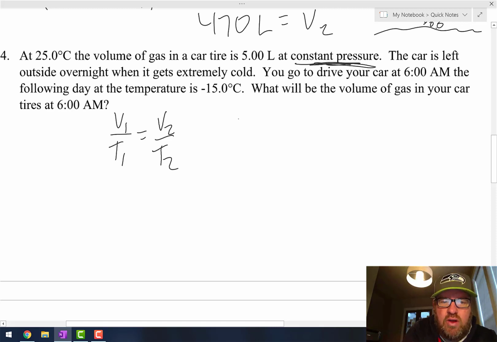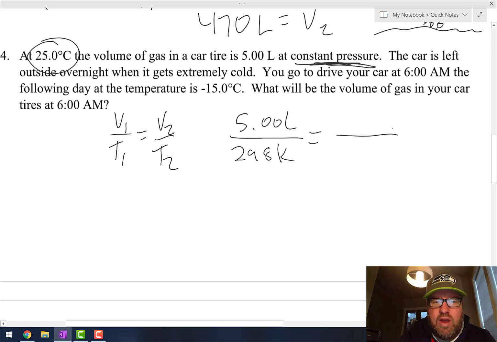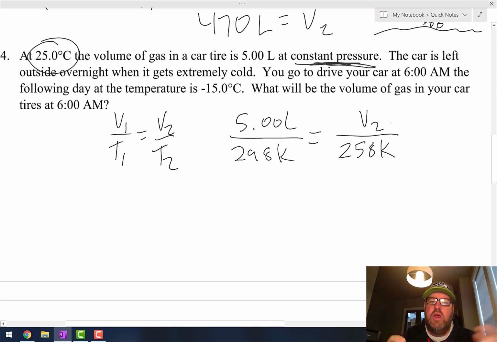So our initial volume is 5.00 liters. Our temperature was 25, that's 298 Kelvin. The next morning, it's negative 15, so that's 258 Kelvin. And then what's the volume going to be? It should look like that. We're going to cross multiply and divide. We're going to take 258, multiply it by 5, and then divide by 298. And our volume comes out to be 4.33 liters. And if you think about it, big deal.